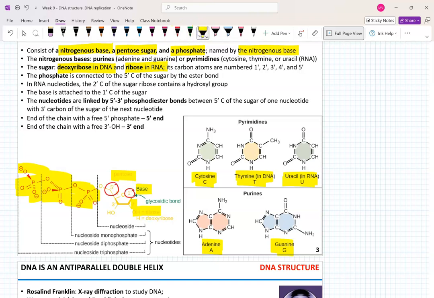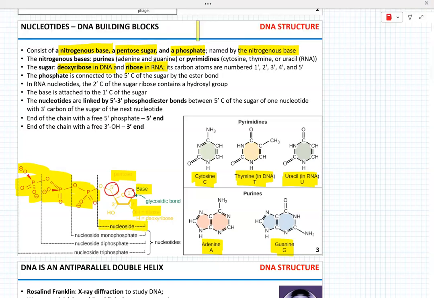Now, the structure that contains only base and the sugar is called a nucleoside. So the full name for a nucleotide will be nucleoside monophosphate, if only one phosphate group is attached to 5' carbon, nucleoside diphosphate, if 2 phosphate groups are attached to 5' carbon, and nucleoside triphosphate, if 3 phosphate groups are attached to 5' carbon.